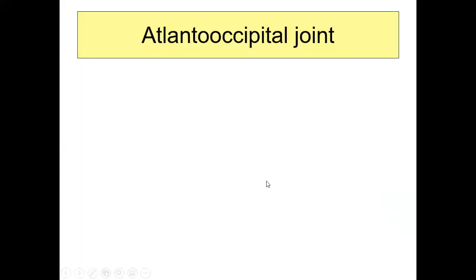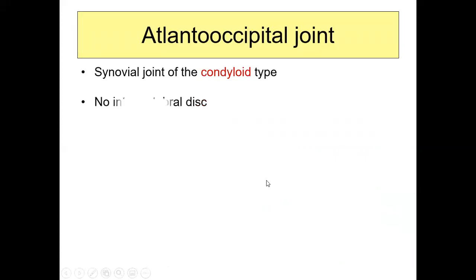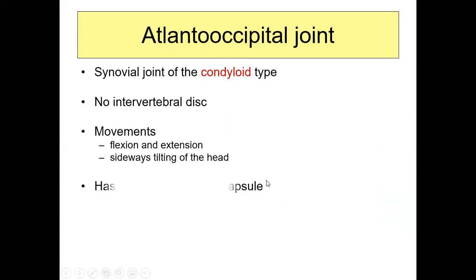We have the atlanto-occipital joint. What are the important components of the atlanto-occipital joint? The atlanto-occipital joint is a synovial joint of the condyloid type. There is no intervertebral disc in the joint between the atlas and the occipital bone. The movements that happen here are flexion, extension, and sideways tilting of the head.